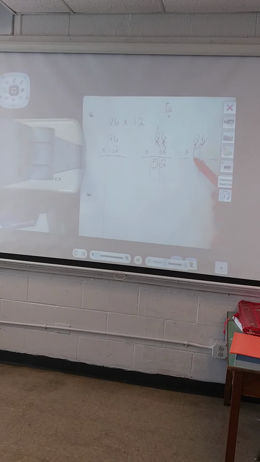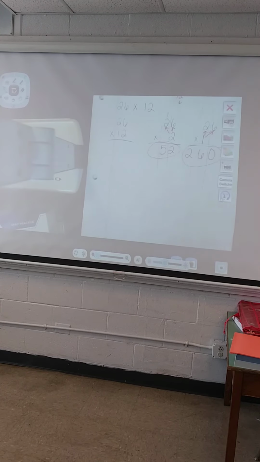So my arrow went from the 1 to the 6. So what's 1 times 6? 6. So put the 6 there. Now next number, my arrow is going from the 1 to the 2. So what's 1 times 2? 2. Do I got that? So what do y'all think I'm going to do with these 2 numbers right there? Add them. I'm going to add them.